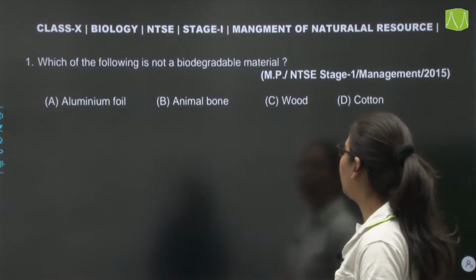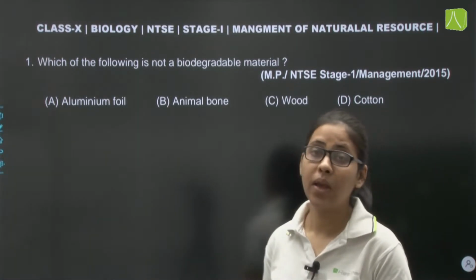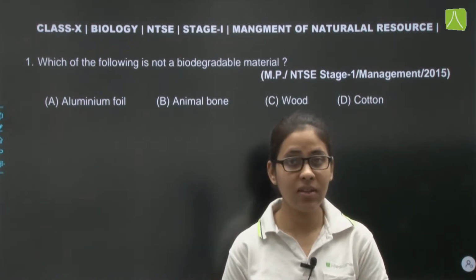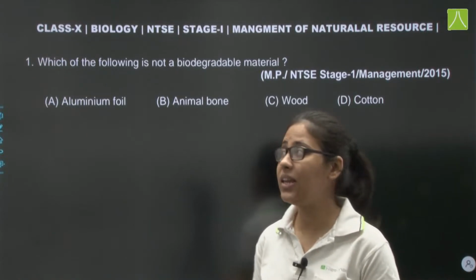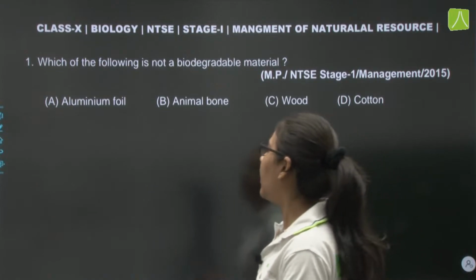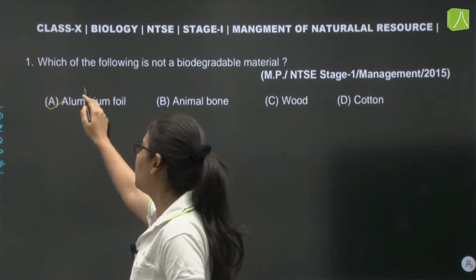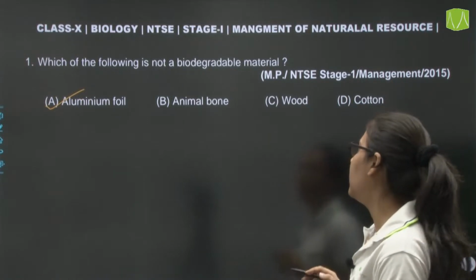Aluminium foil, animal bone, wood or cotton. We know that animal bone, wood and cotton, these are biodegradable substances. They get easily degraded with the help of microorganism. ये easily degrade हो जाती हैं. तो इनमें से कौन सा non biodegradable है? That is the aluminium foil. That is the first option is correct. That is aluminium foil is a non biodegradable material.